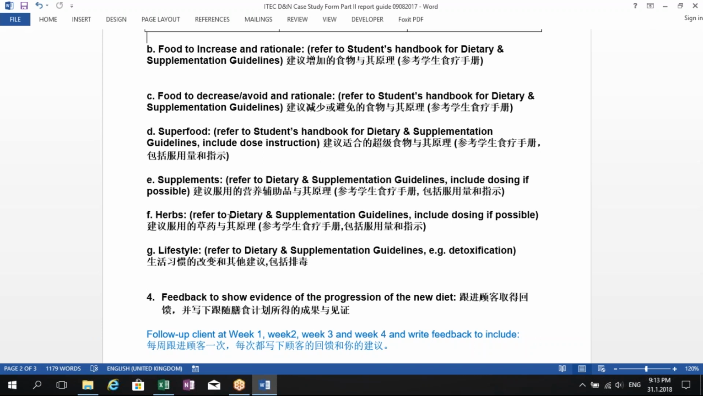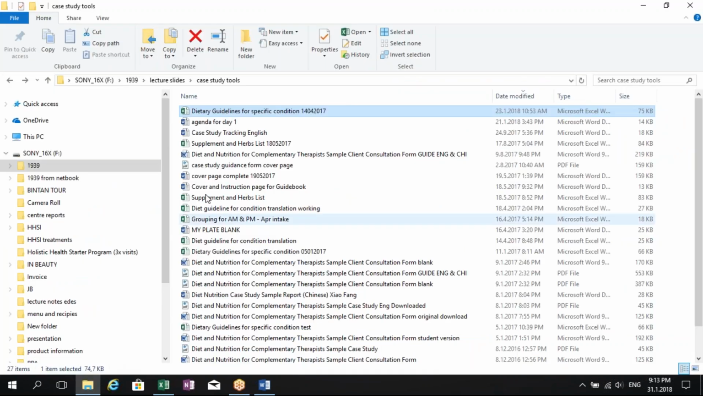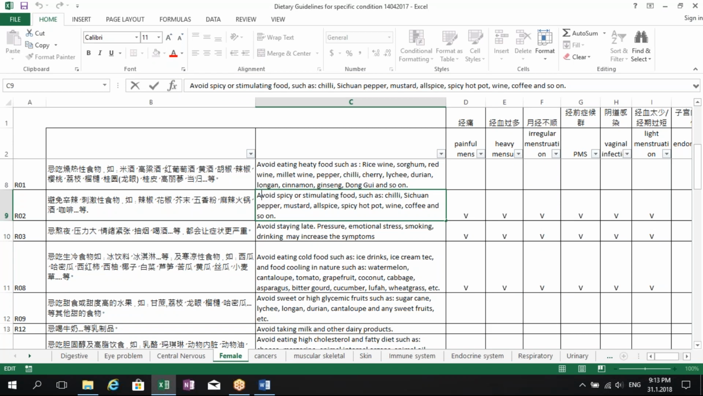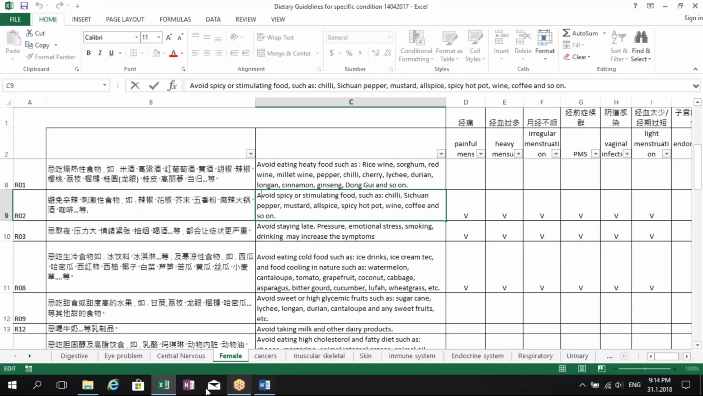So how do you choose the supplement? You also have a blue table, right, on each of the body systems. Can you open this guidebook and see? You have the blue table on the first page of each system. Okay, the first page, right? It's not opening on the side.